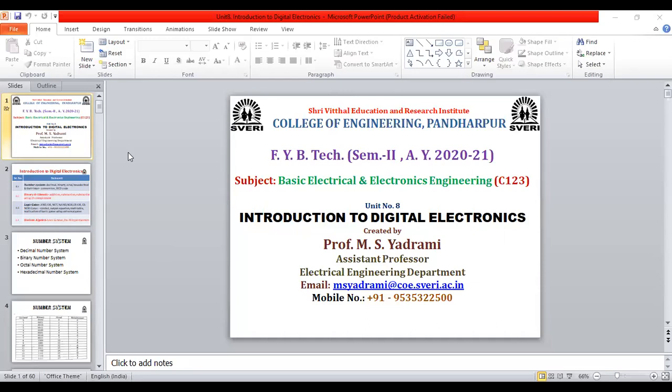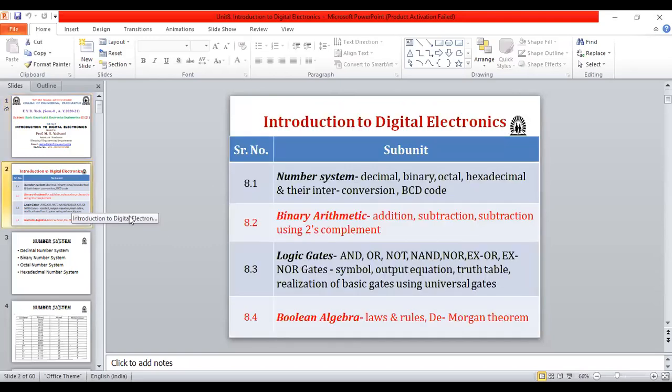We'll start the last unit of the BEE subject, that is called Introduction to Digital Electronics. We are going to discuss it now. Digital electronics has four parts in total. The first part we are going to study is the number system. Actually, the first and second are the number system, and the third and fourth parts are the logic gates. Related to the logic gates only we are going to discuss here.